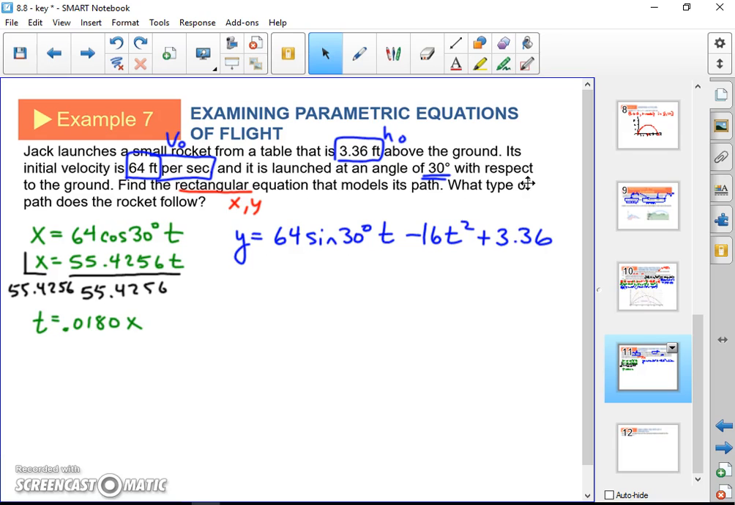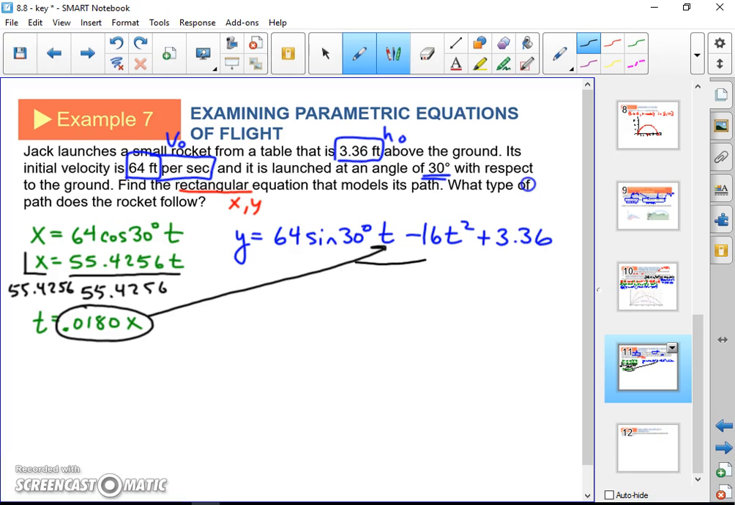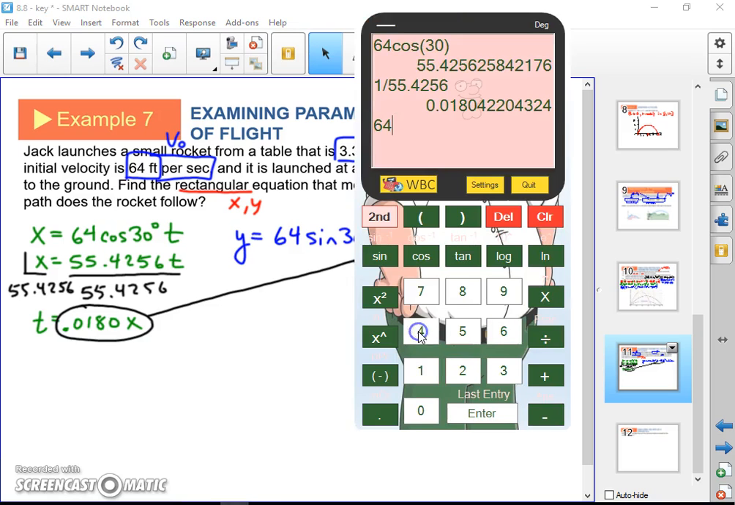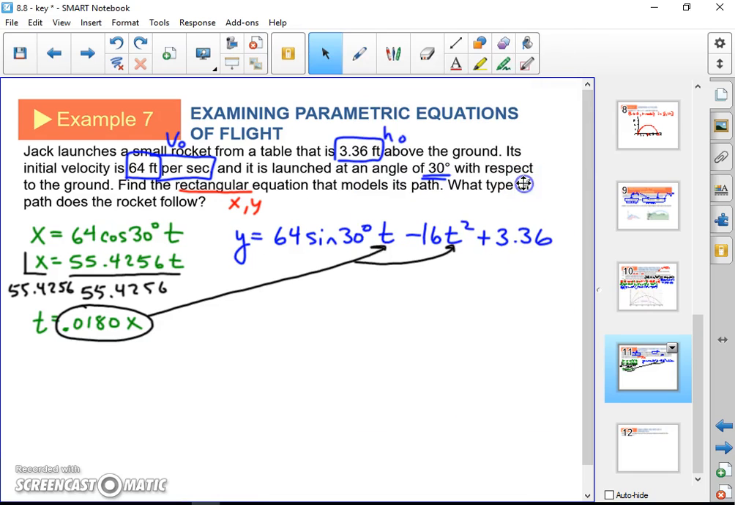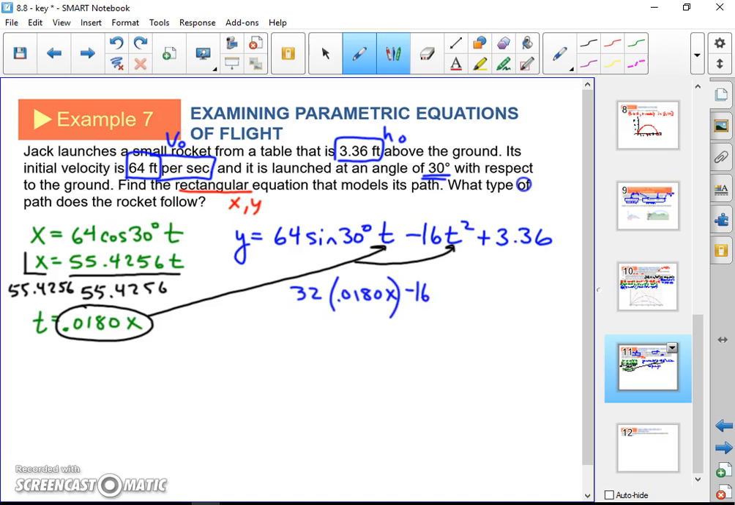So what I have to do is take that and plug it into the other equation, in place of t right there and there. We're going to have 64 sine 30 times 0.0180. I'm going to go ahead and do 64 sine 30 while I'm thinking about it: 64 sine 30 is 32. So that's going to say 32 times 0.0180x, minus 16 times 0.0180x squared, plus 3.36.